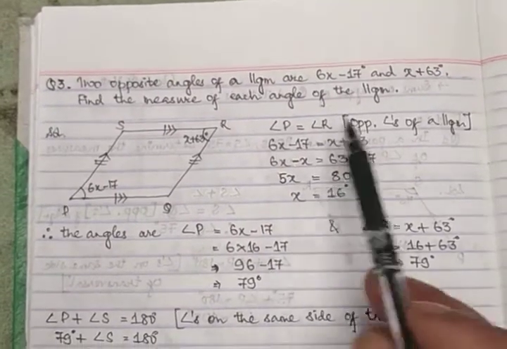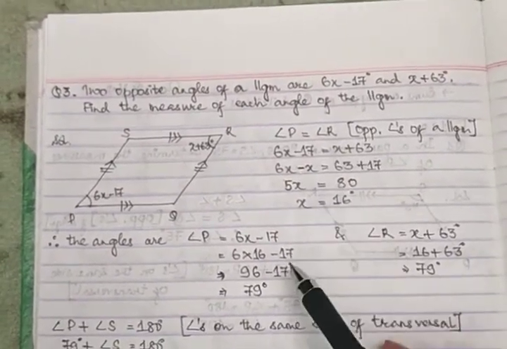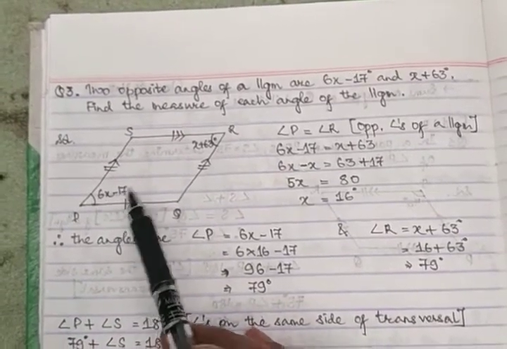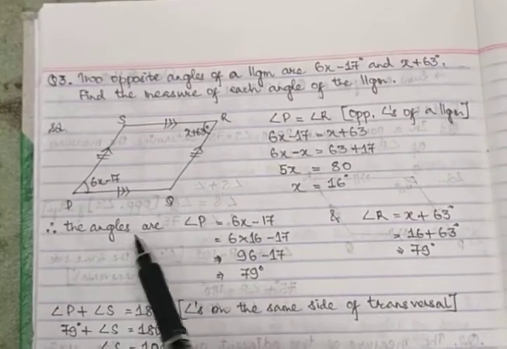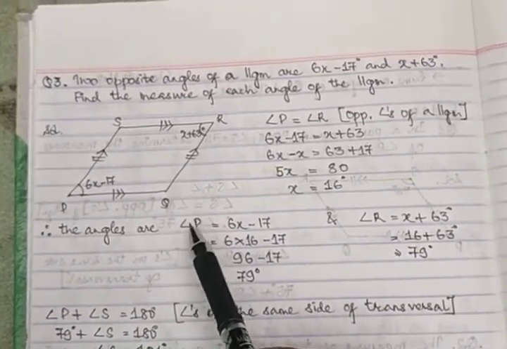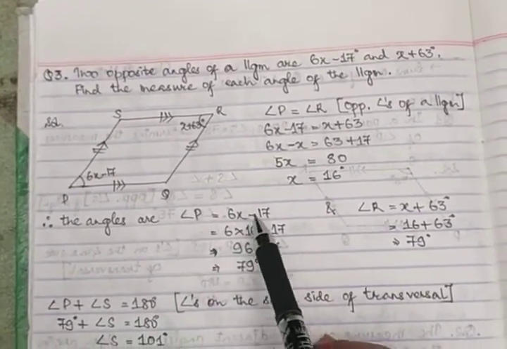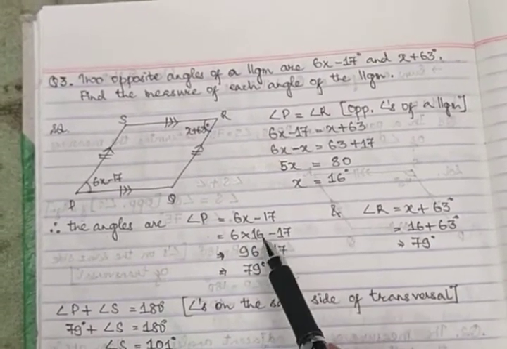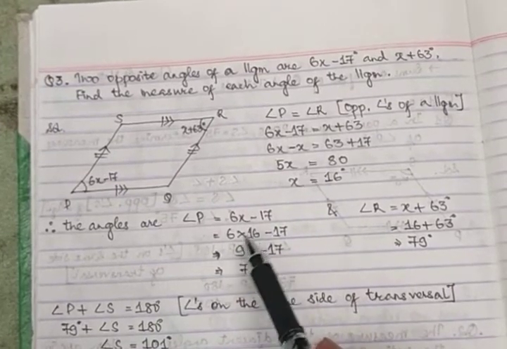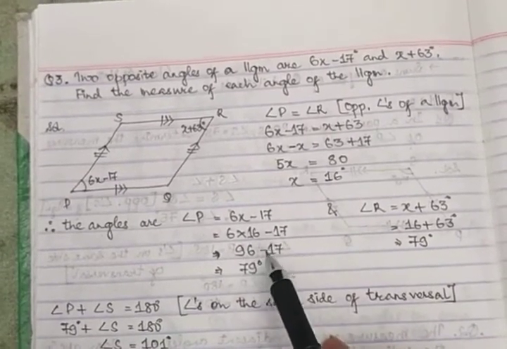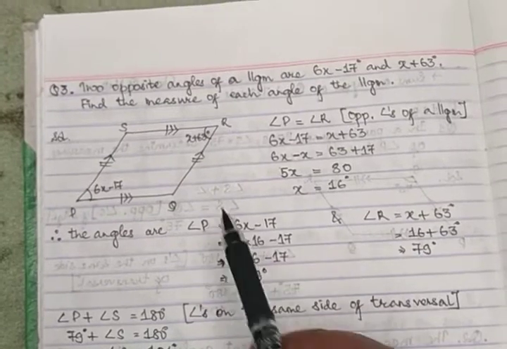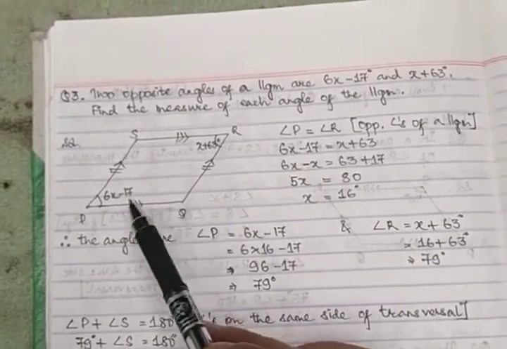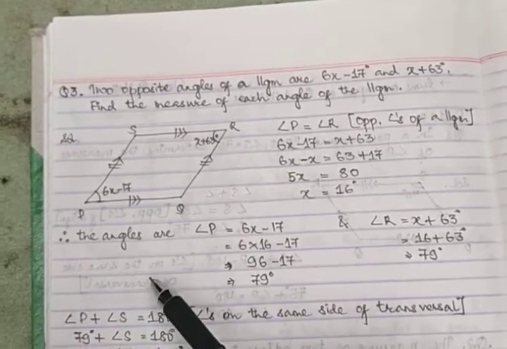Now we need to figure out all the angles, isn't it? x is not our angle, because our angles were represented in terms of x: 6x minus 17 and x plus 63. So the angles are, as I have done here, angle P equals 6x minus 17. Now we need to substitute the value of x in here. The relation is multiplication, so 6 into 16 minus 17, that is 96 minus 17, which is 79. Now I know that P and R are equal angles, isn't it? Because opposite angles of a parallelogram. So I know that R will also come 79.